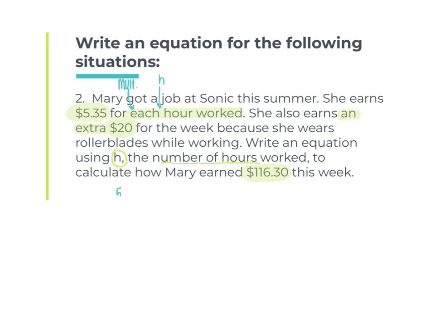So we have $5.35 times H, so it just goes right next to that number. Then she earns an extra $20. Well, if you look back at our list of keywords, extra or anything added on tells us we're going to add. So this is $5.35 times H, the hours, plus $20 equals that total amount she earned of $116.30. And that's our equation.